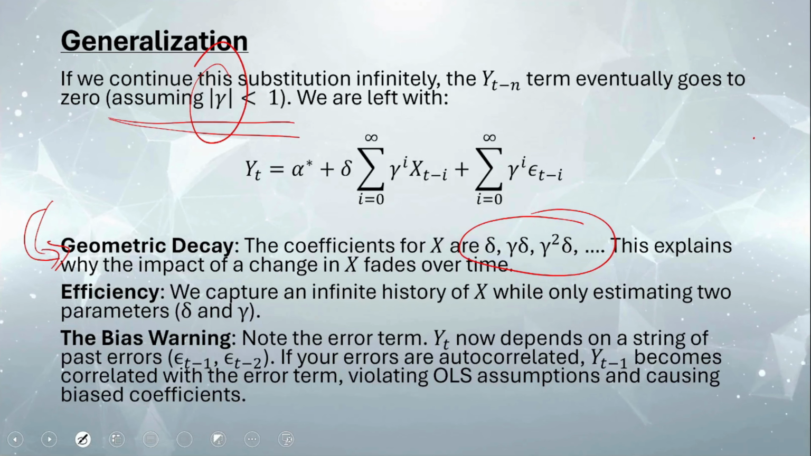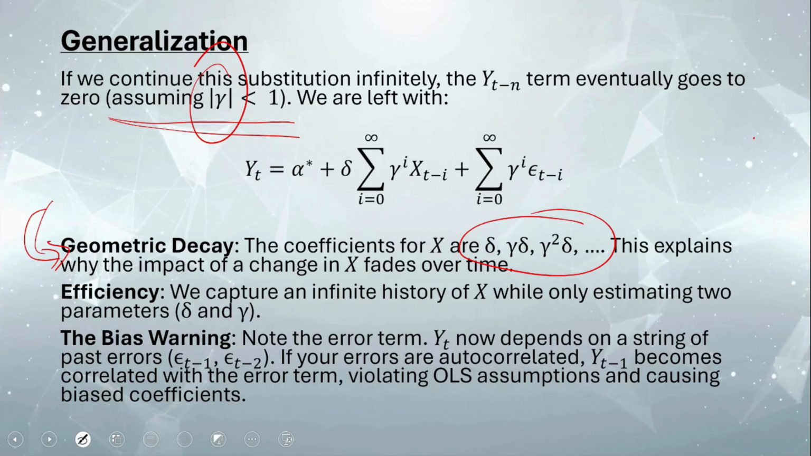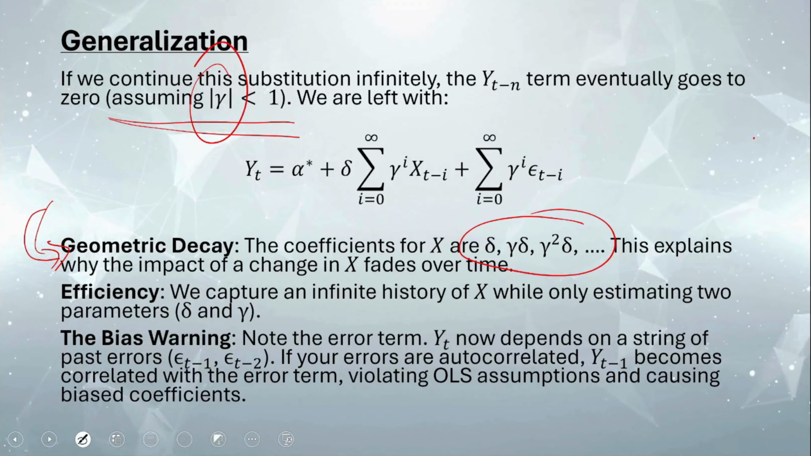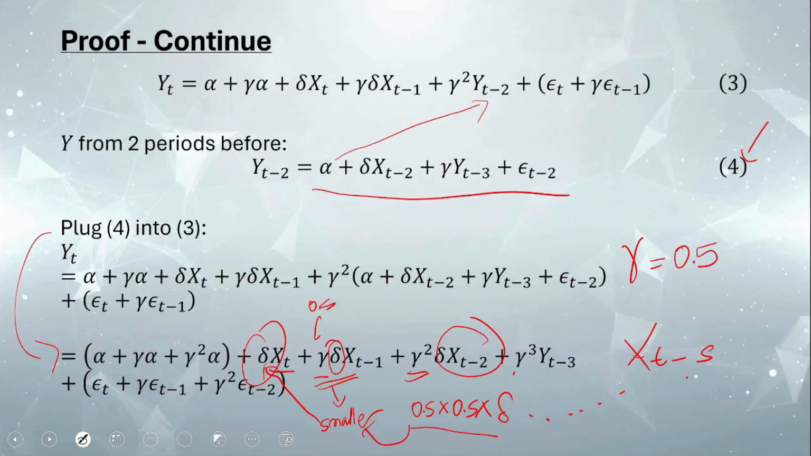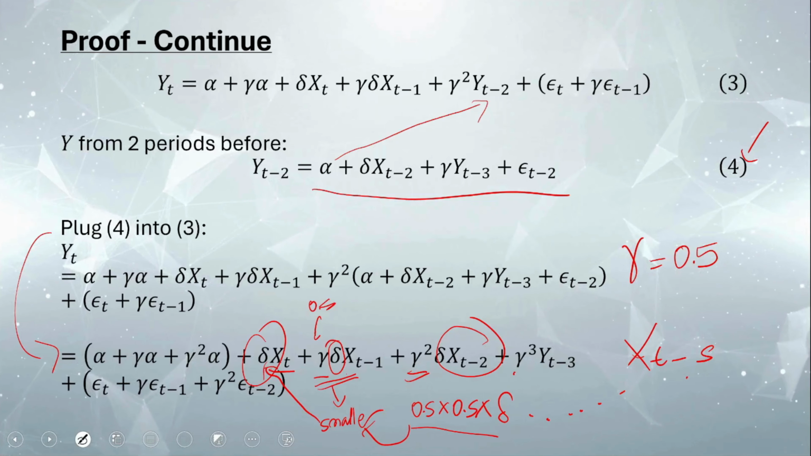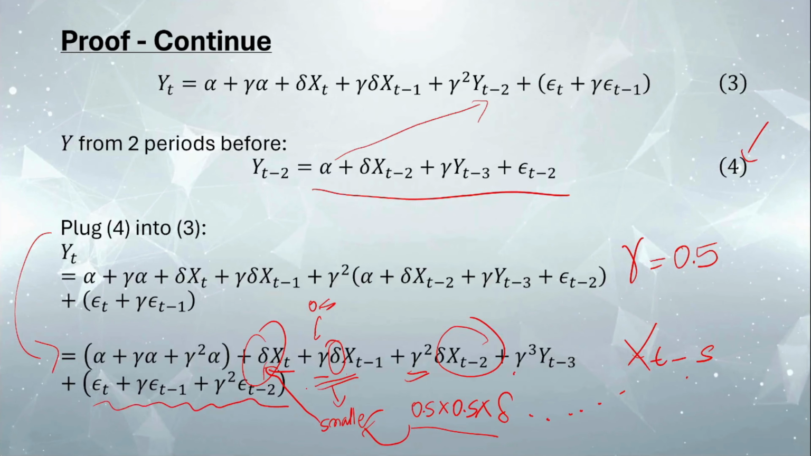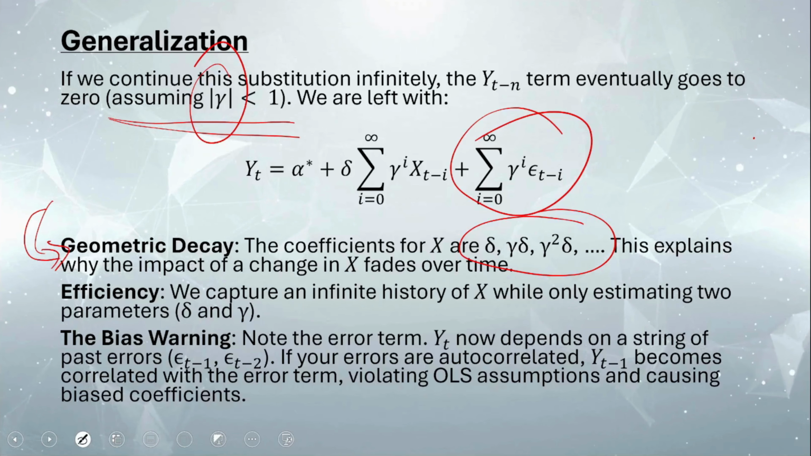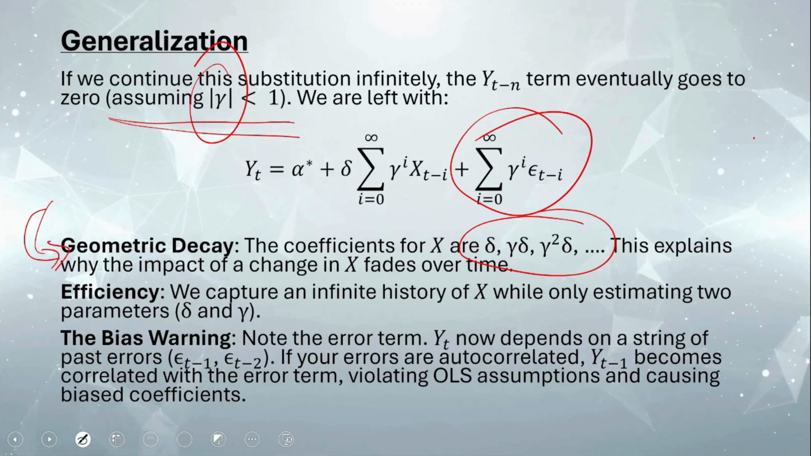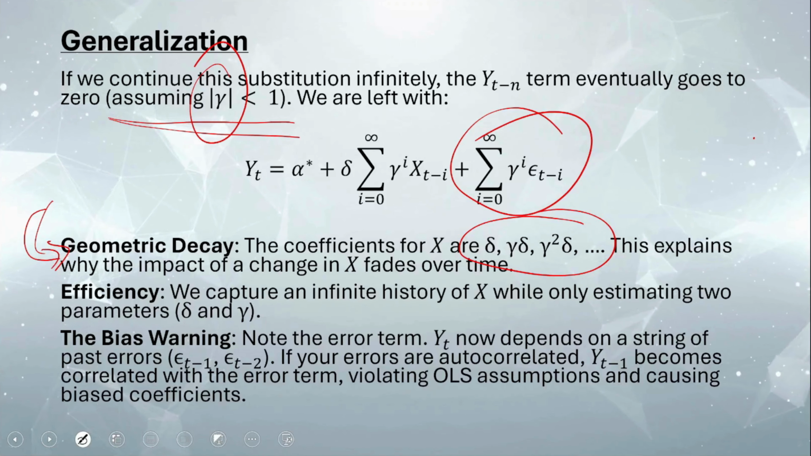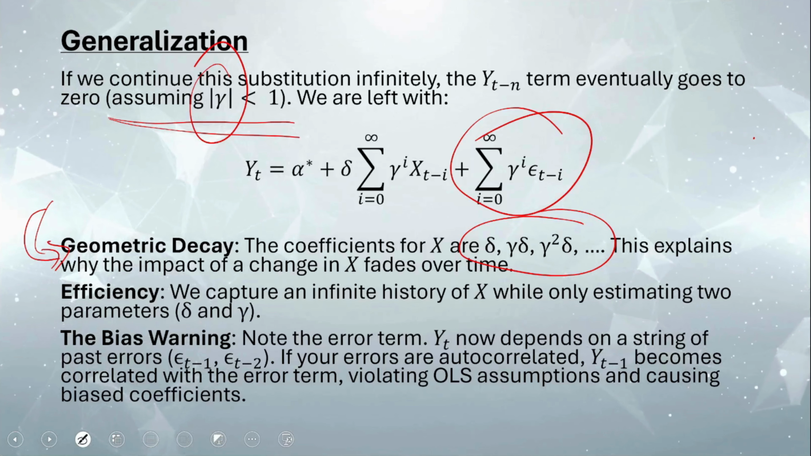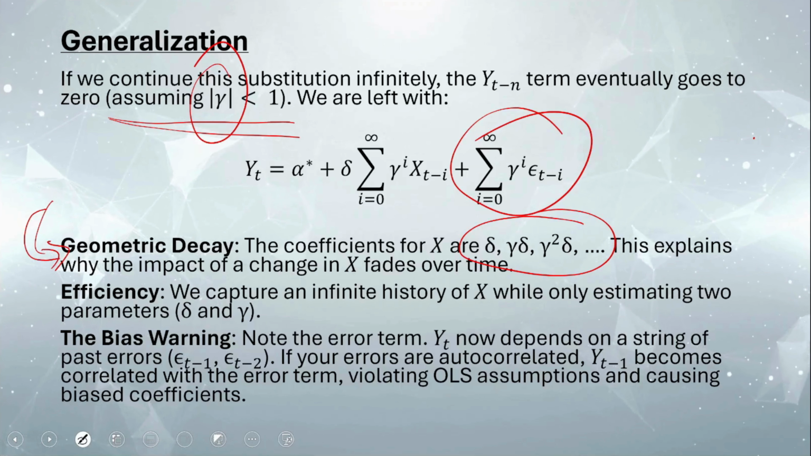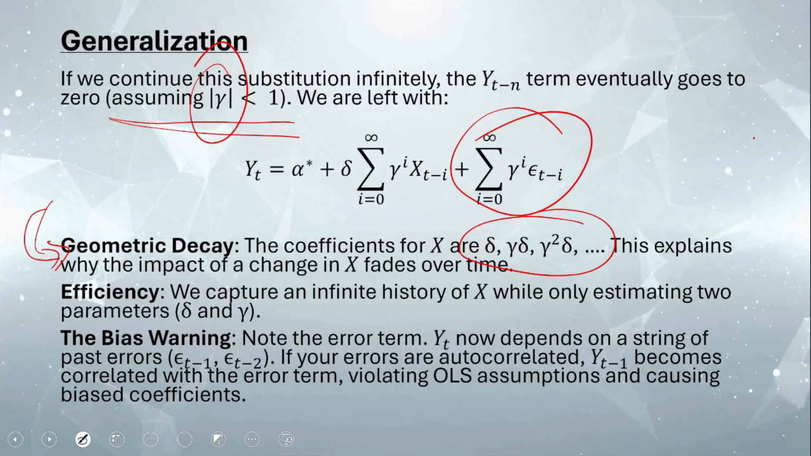Now, there's one thing to note here. The thing is that your yt actually depends on a lot of past errors, right? If you can see here, one of the things that we have is that the error terms keep having a lot of lagged error terms, right? And so if your errors are correlated, then what's going to happen is that your yt minus 1 is going to become correlated with your error terms, and that violates the OLS assumptions, and it can cause biased coefficients, right?